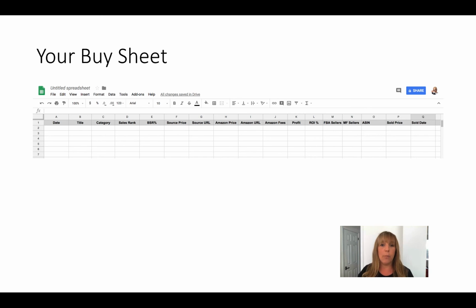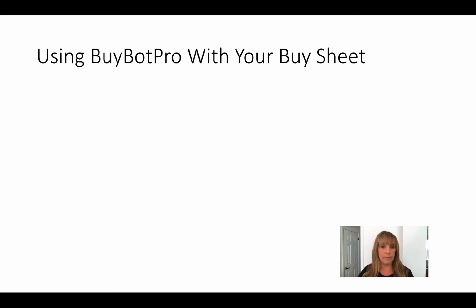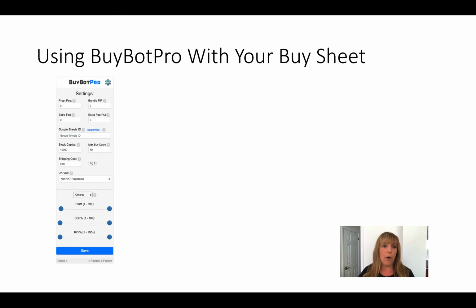So that's basically your buy sheet and what it could look like. If you are using BuyBot Pro, BuyBot Pro will automatically fill out your buy sheet for you. If you're not using BuyBot Pro, you'll need to add all that information in manually every time you buy a deal.